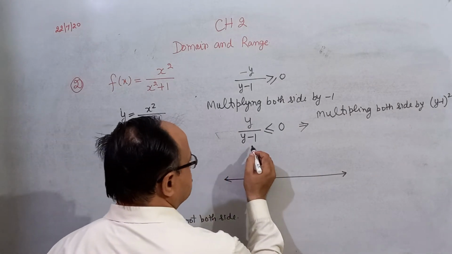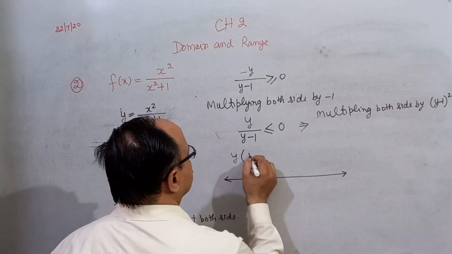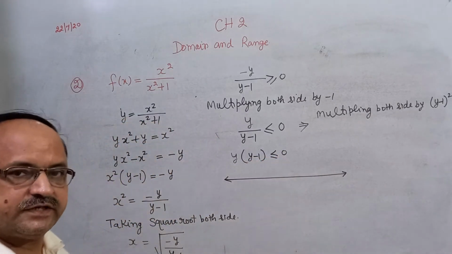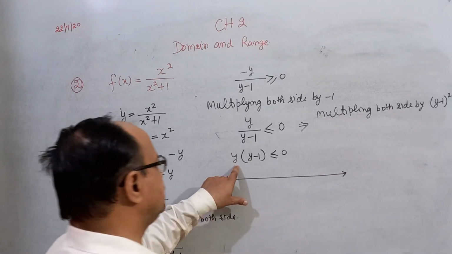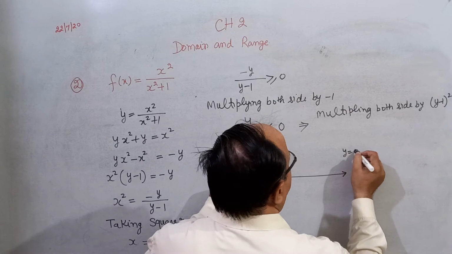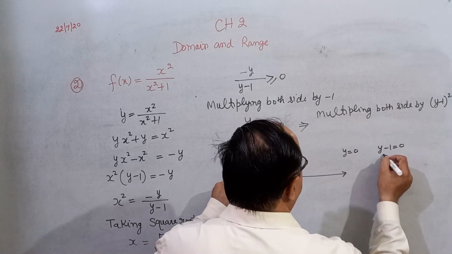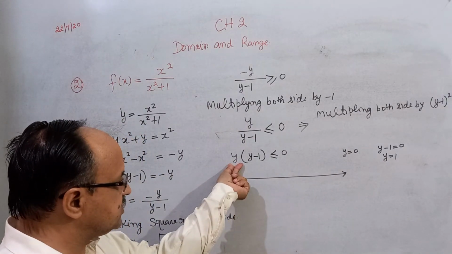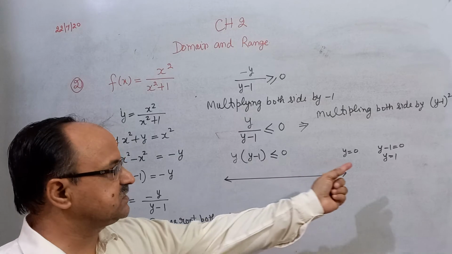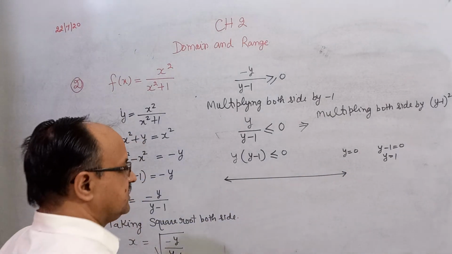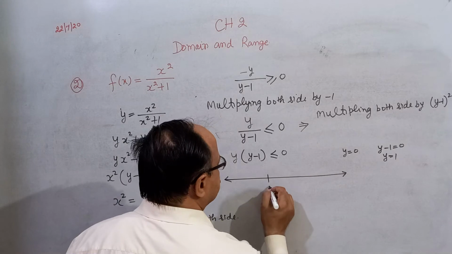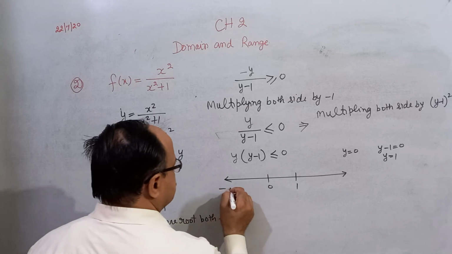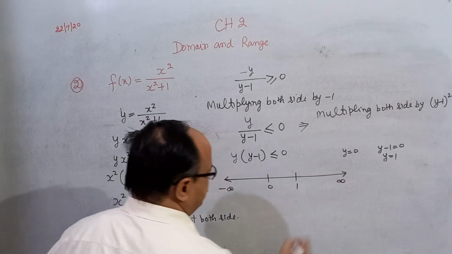y into (y minus 1) whole square. When you multiply, that is y into (y minus 1) less than or equal to 0. For the critical points, put y equal to 0 and y minus 1 equal to 0, so y is equal to 1. So there are two critical points, 0 and 1, with minus infinity and infinity at the ends.